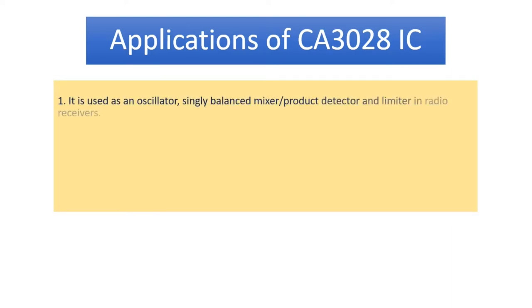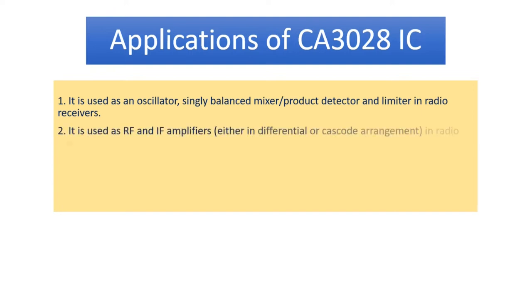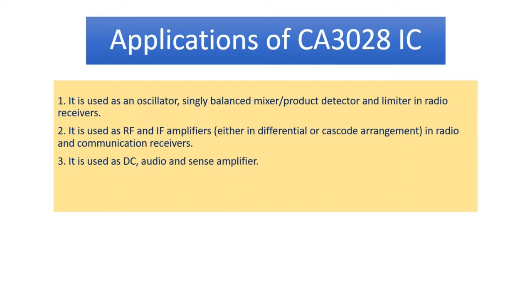Applications of CA3028 IC. 1. It is used as an oscillator, singly balanced mixer or product detector and limiter in radio receivers. 2. It is used as RF and IF amplifiers, either in differential or cascode arrangement in radio and communication receivers. 3. It is used as a DC audio and sense amplifier. 4. It is used as a converter in the commercial FM band.